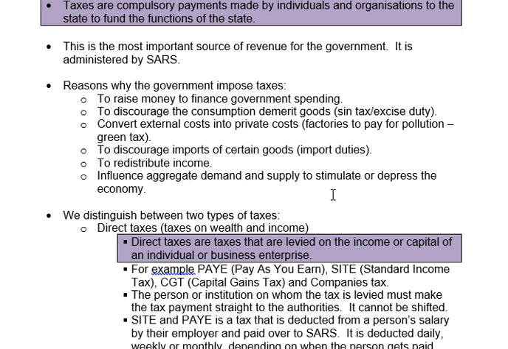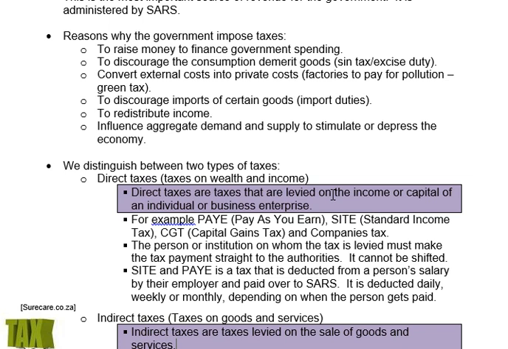Reasons why the government imposes taxes. First of all, obviously, they need money if they're going to spend that money. We just looked at the reasons why it's necessary for the government to spend their money. They can't spend money they don't have. They must first earn the revenue before they can spend. So taxes are important because they enable the government to earn the revenue that they need to perform their functions. The second reason is that they can use a tax to discourage the consumption of demerit goods.